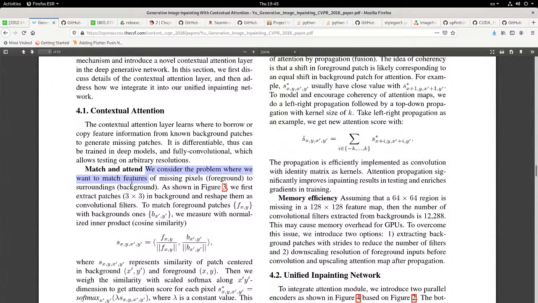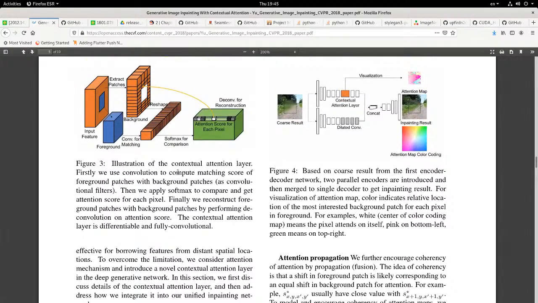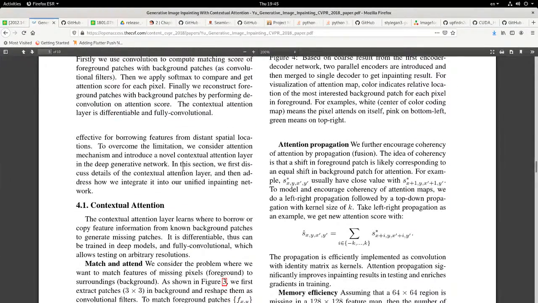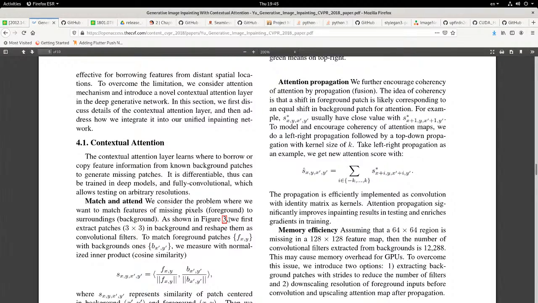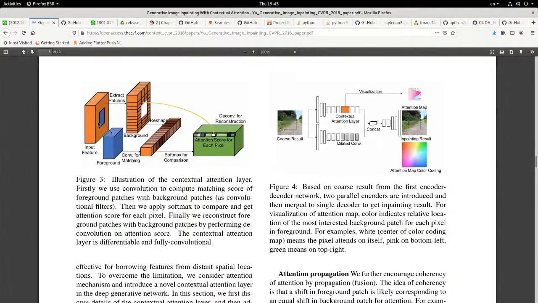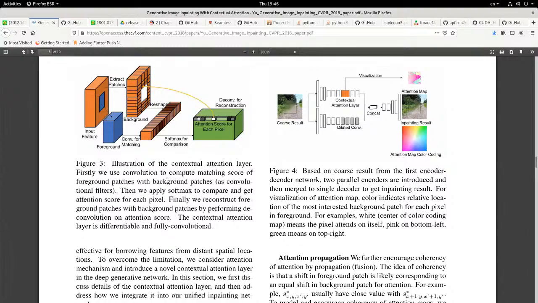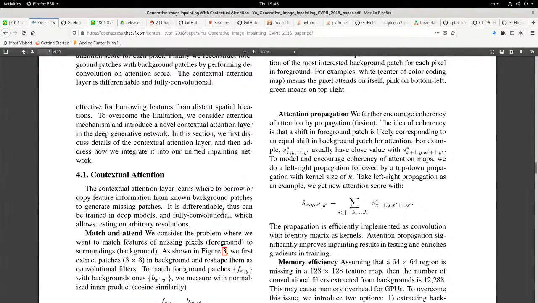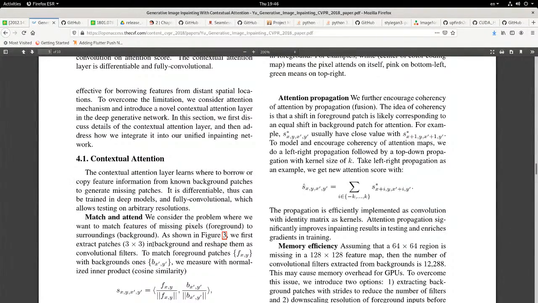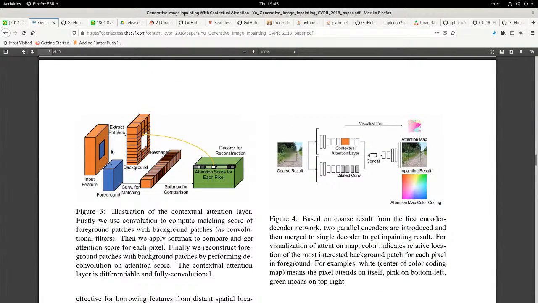Where we want to match features of missing pixels to surroundings. So, like, they want it to blend in. Is that what I'm hearing? We first extract patches 3 by 3 in background and reshape them as convolutional filters. What?